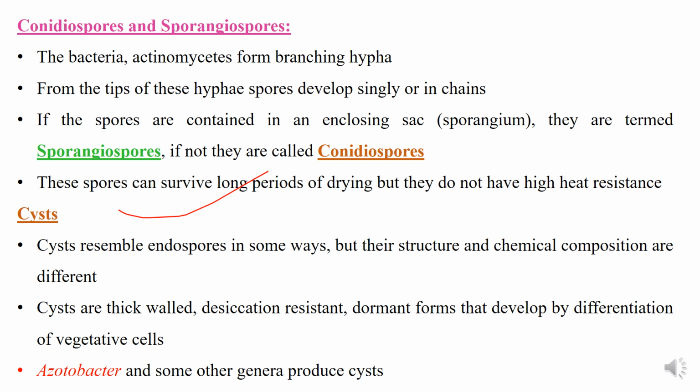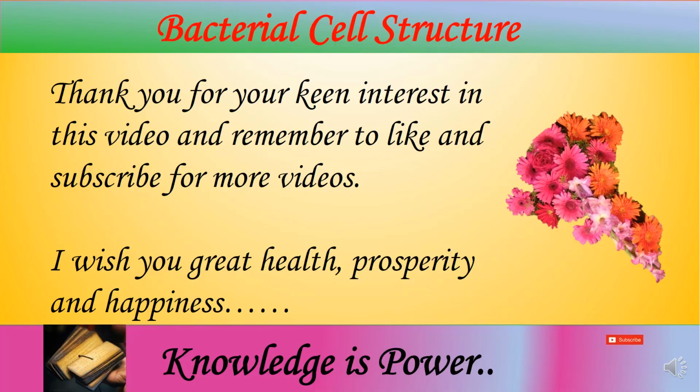Coming to another structure, the cyst. The name itself indicates a hard-like structure, and it resembles the endospore, but the structure and composition are different for endospores and cysts. Cysts are thick-walled, desiccation-resistant dormant forms that develop by differentiation of vegetative cells. We can observe cyst formation in Azotobacter. So this is all about bacterial cell structure and the structures present externally and internally in bacteria.